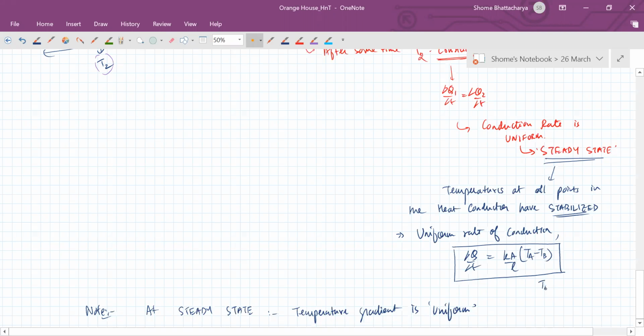okay, where TA and TB are the temperatures at the two ends of the conductor. Okay, so just make a note of this point here.